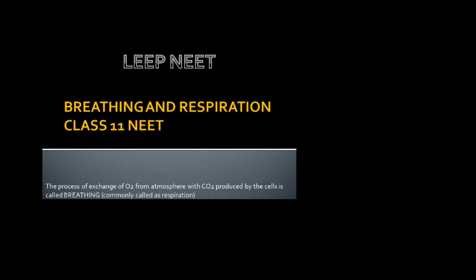So today we'll be studying breathing and respiration, class 11 NEET topic, chapter 17. The process of exchange of oxygen from the atmosphere with carbon dioxide produced by the cell is called breathing, commonly also called respiration, as you know. The carbon dioxide from the cells comes from catabolic reactions, and oxygen comes from the atmosphere.